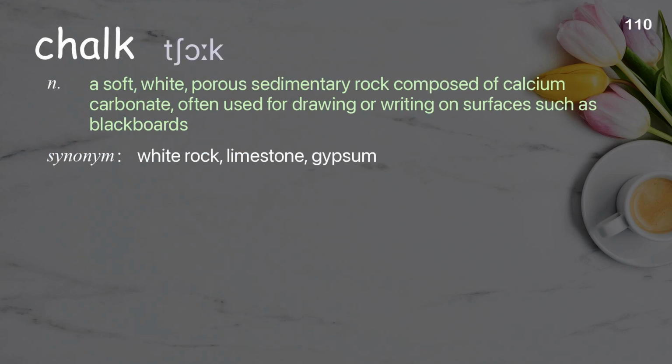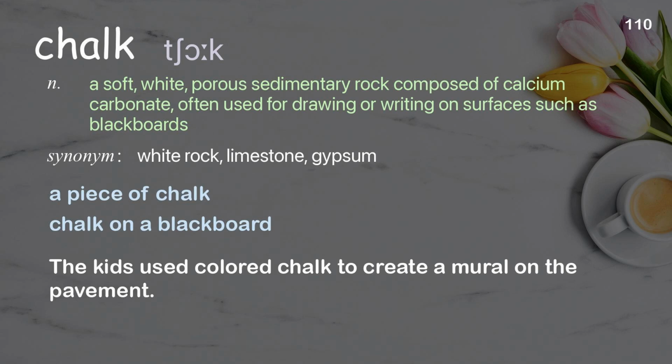Chalk. A soft, white, porous sedimentary rock composed of calcium carbonate, often used for drawing or writing on surfaces such as blackboards. Examples: A piece of chalk. Chalk on a blackboard. The kids used colored chalk to create a mural on the pavement.